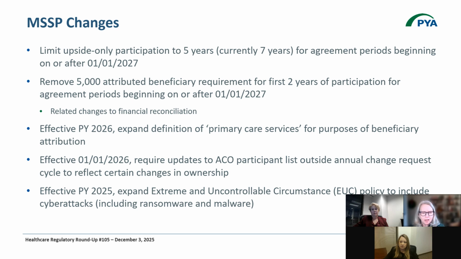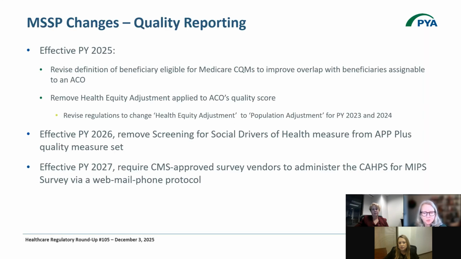Beginning in 2026, CMS is going to require ACO participant list updates outside the usual once-a-year change request if you have certain changes of ownership to your ACO. And then beginning this year, in performance year 2025, an expansion of the extreme and uncontrollable circumstance policy, the EUC policy, to include cyber attacks. Up to this point in time, it's primarily been hurricanes and other natural disasters. Now we're broadening it out to include the granting of extreme and uncontrollable circumstances for reporting purposes, to include both ransomware and malware attacks as well.